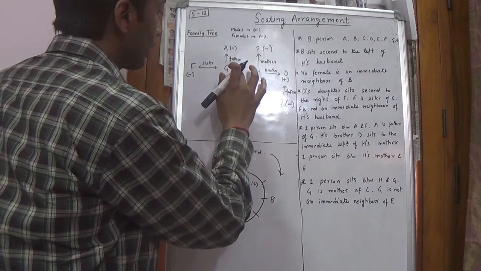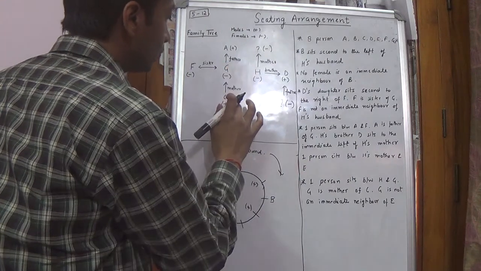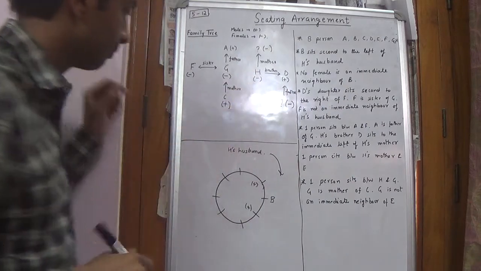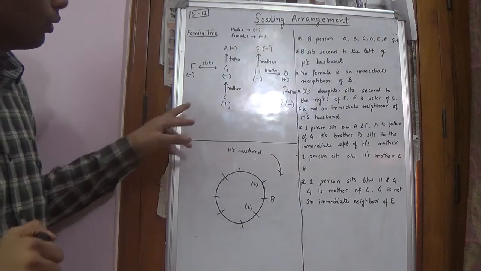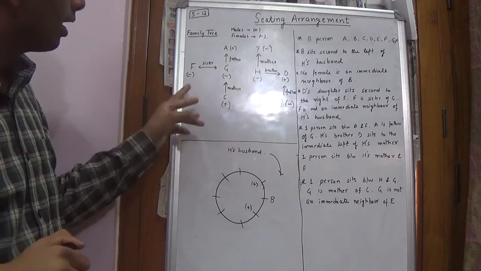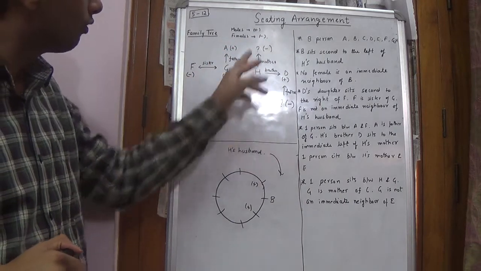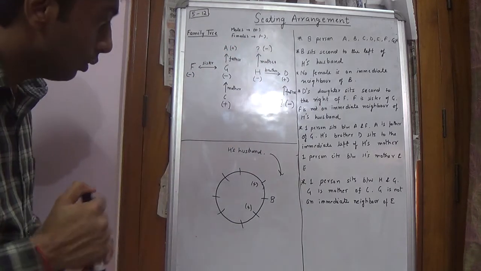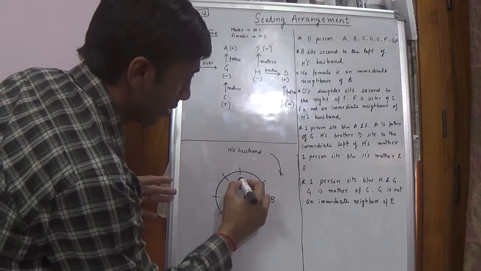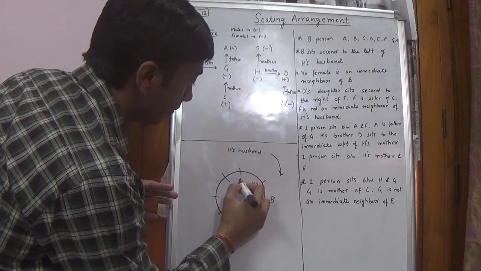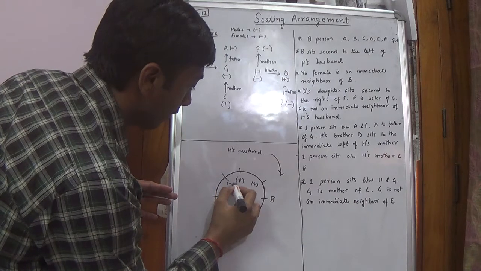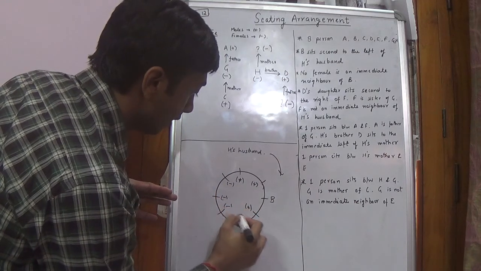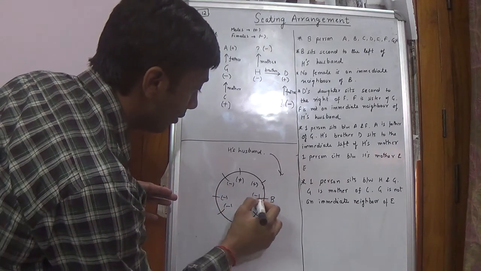G is mother of C. So C is the son of G. So now we know that there are three males and 1, 2, 3, 4, 5 females. So we know he is a male, female, female, female, female, female.